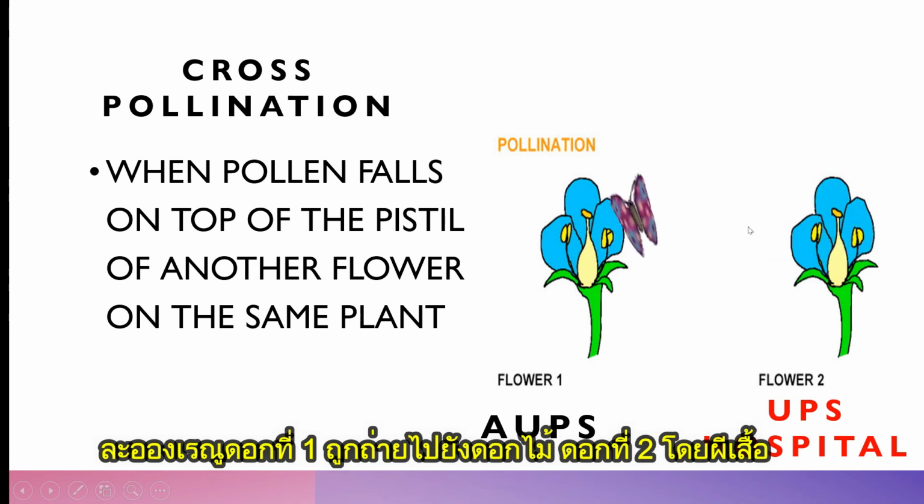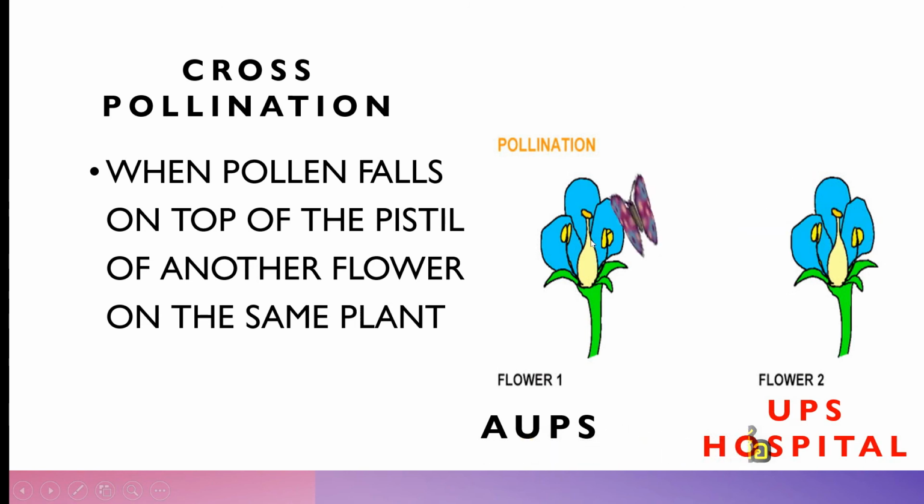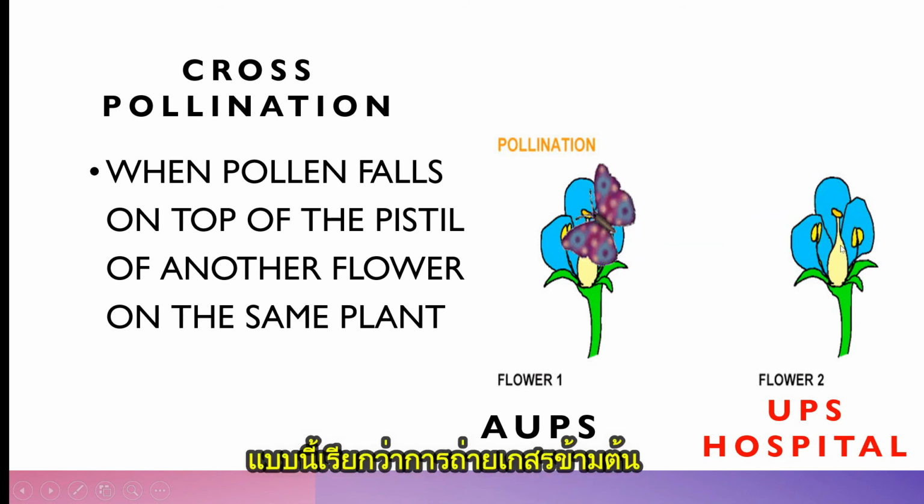Flower number 1, and the pollen of this flower will go on the wings of the butterfly, and the butterfly will fly to flower number 2, and the pollen grain will go inside the pistils. That is called cross-pollination. It is when pollen falls on top of the pistil of another flower, another place, on the same plant. So that is cross-pollination.